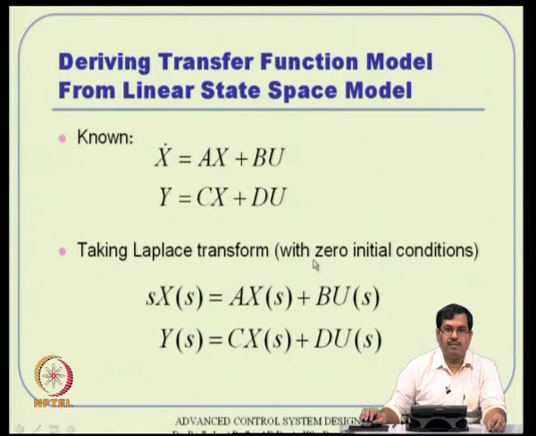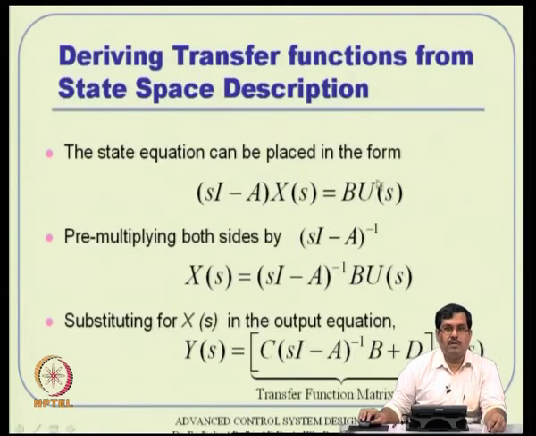What you see here, this same equation, sI minus A into x of s is equal to B times U of s, is what is written here. If I pre-multiply both sides by sI minus A inverse, the first one becomes identity, that is gone, and this will come to the right hand side. So it is sI minus A inverse into B times U. Now I have a solution for x of s.